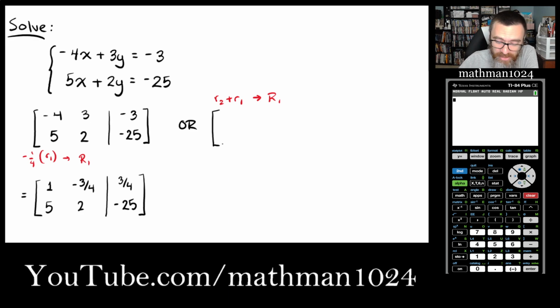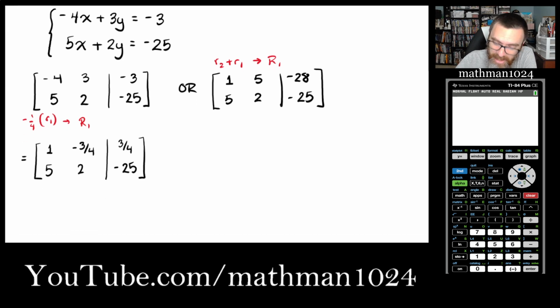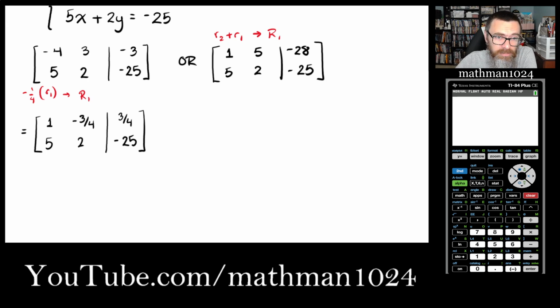Now, watch what happens. If I add these two guys together, -4 and 5 gives me 1. 3 and 2 gives me 5. Combine the coefficients, that's -28. Then I have 5, 2, and -25. So whichever way you do this is still going to work out to be the same. I know it looks different, but it will work out because it's math, right? One way is definitely going to be easier than the other, because working with fractions may not be a lot of fun, but you can still do it.